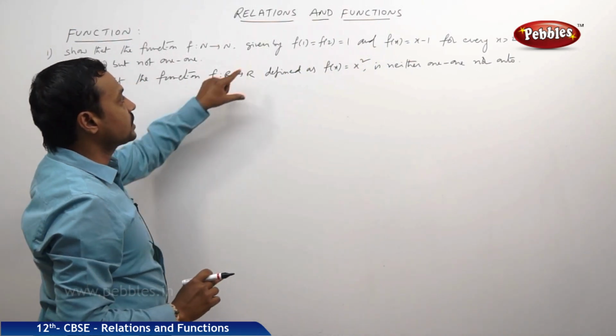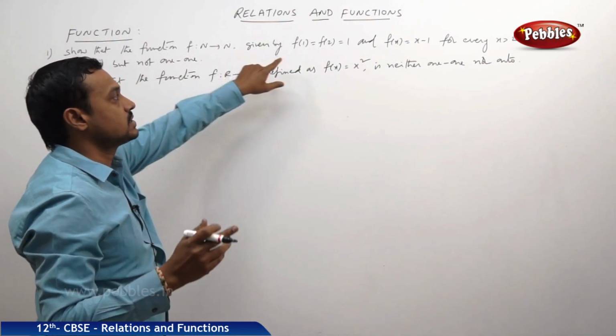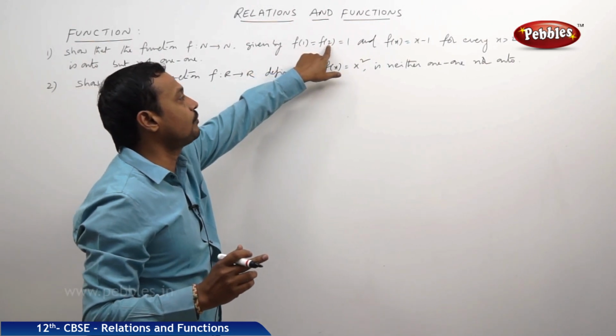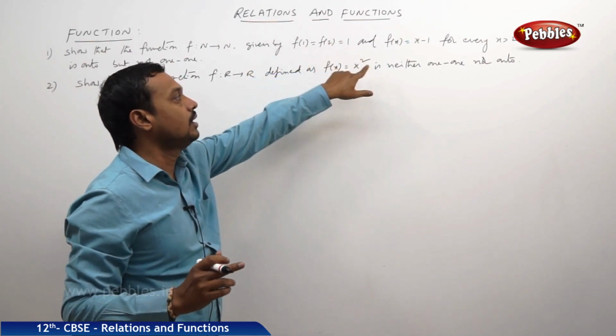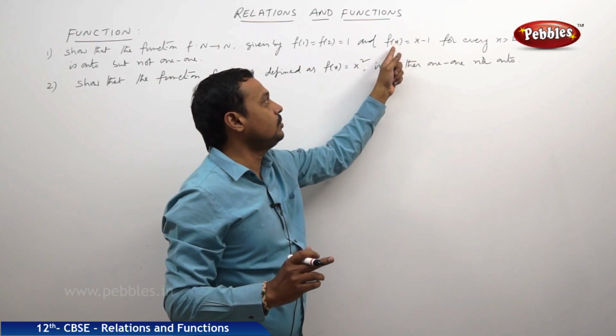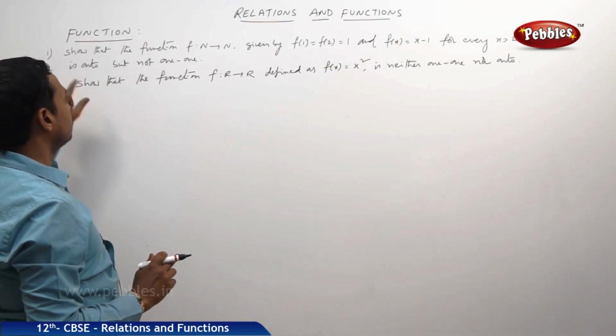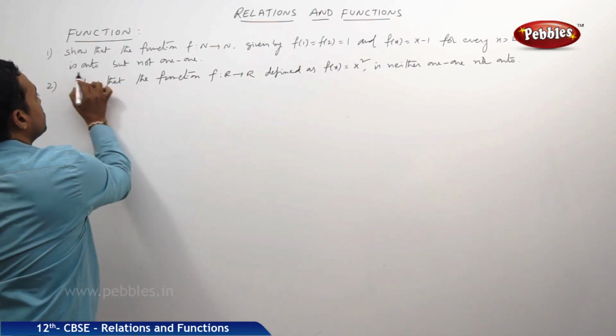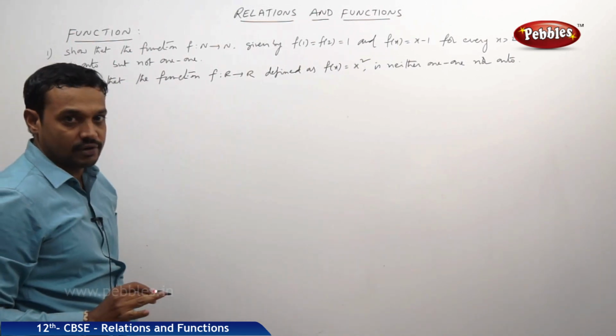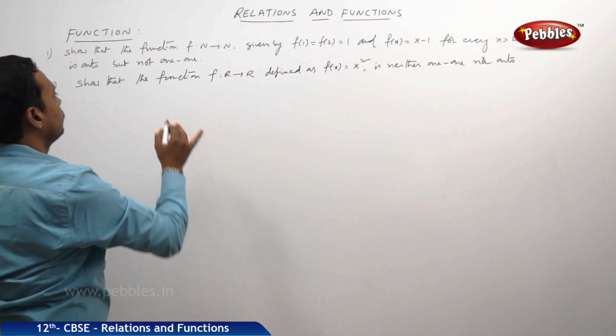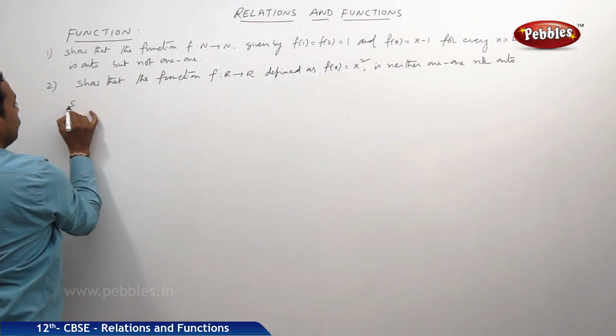So, here the function is defined in two ways. At 1 and 2, the function is equal to 1. For every x greater than 2, it is defined as f of x is equal to x minus 1. Now, show that this type of function is onto but not 1-1. Now, see the first one.